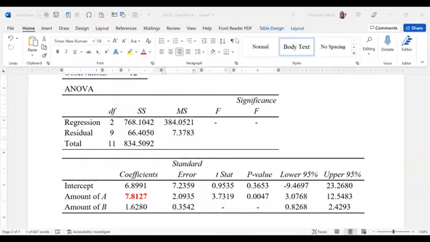Okay, so let's move on. So how do you determine the F value here? Is it the MS for regression divided by the MS for residual? Yes, sir, MS regression divided by MS residual.